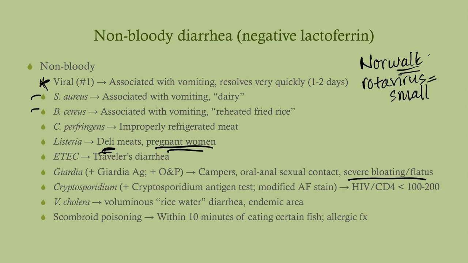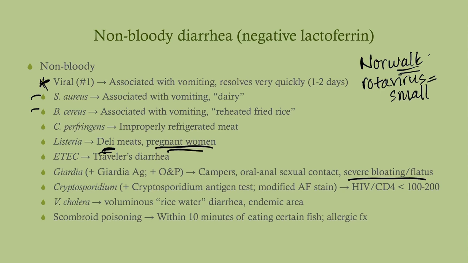Cryptosporidium is usually going to happen in patients with full-blown AIDS, CD4 count less than 100. There are tests you can do. You can get a cryptosporidium antigen test or a modified acid fast stain. Either of those are fine. But the big thing here is that one of the major components of treatment is to get these patients' CD4 counts up, and that means HAART, the antiretrovirals, right?